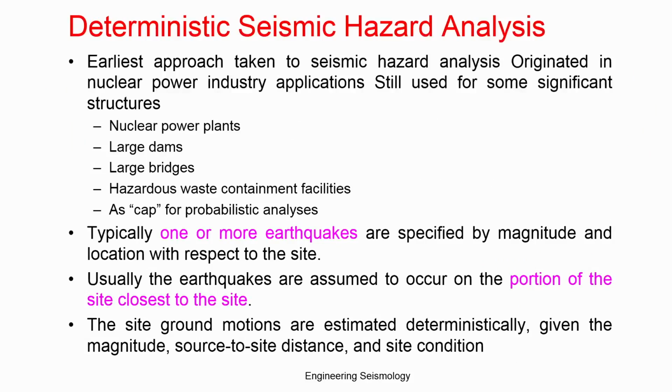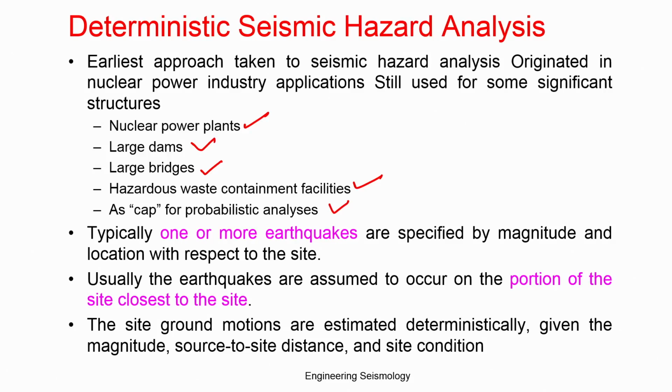So, we have seen the DSHA approach, the earliest approach, which was first developed for nuclear power industry applications, but it is still used for very important structures like nuclear power plants, dams, large bridges, and hazardous waste containment and disposal sites, and it gives the cap value for the PSHA. When you do PSHA, the DSHA results are important for capping. That means for any region you should not do only one analysis; you should do both DSHA as well as PSHA.